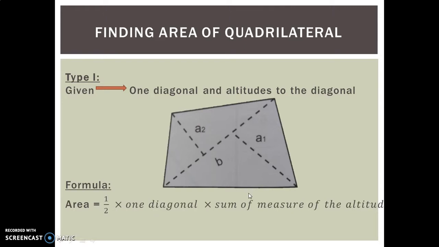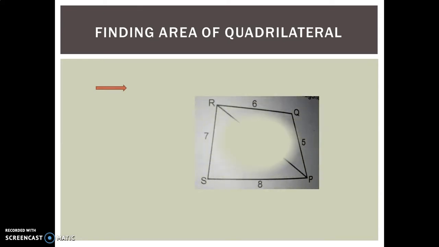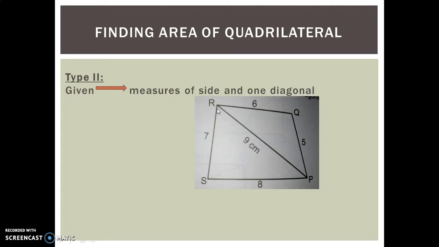Now let us see type 2. Type 2 is when you know the measurement of all the four sides of the quadrilateral and you know the measurement of one diagonal. So this is a type where we know the length of all the sides of the quadrilateral and one diagonal.